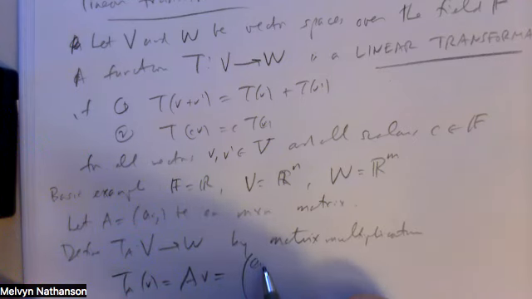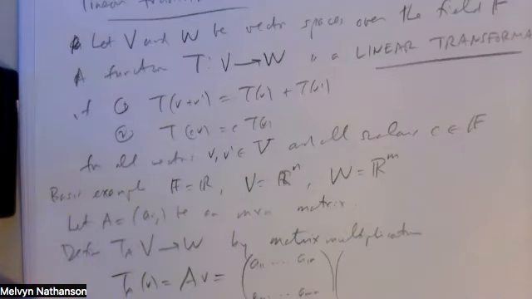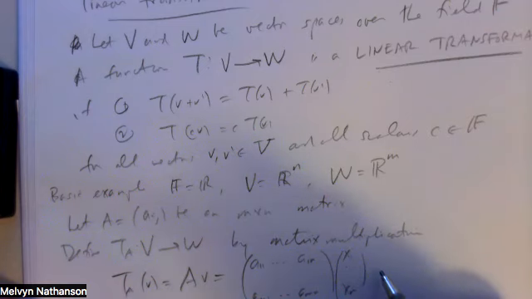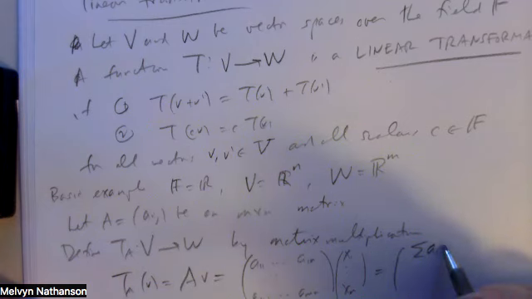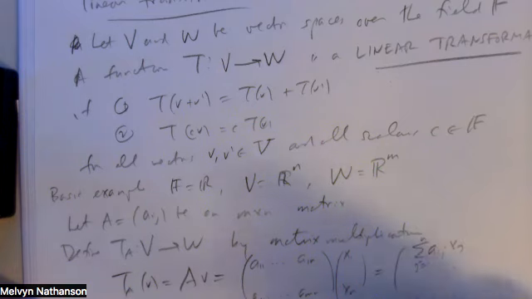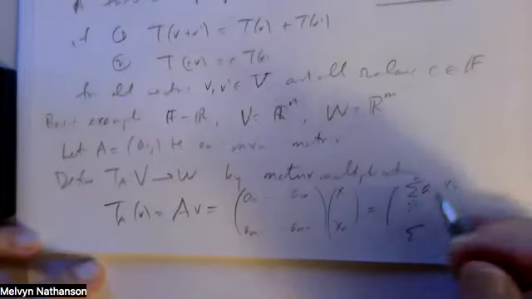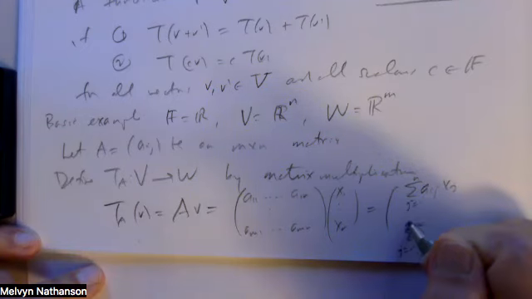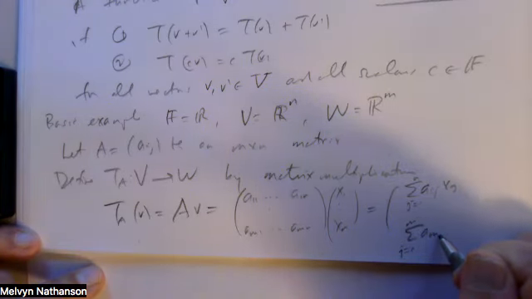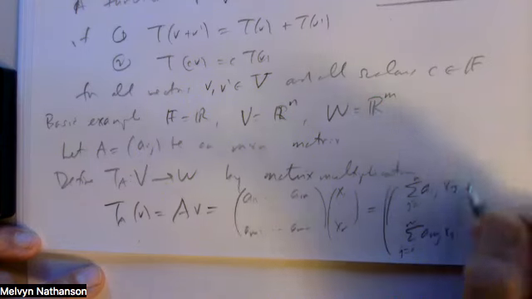So if this is the matrix A11 up to A1n, Am1 up to Amn, and v has coordinates x1 to xn, this is just the usual matrix multiplication. So the first coordinate is the summation of A1j xj, j goes from 1 up to n, down to the mth coordinate, summation j goes from 1 up to n, Amj xj.